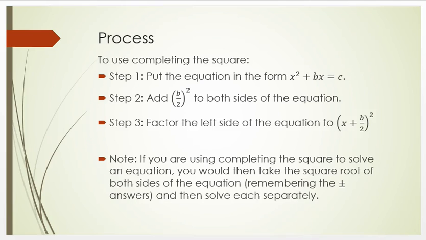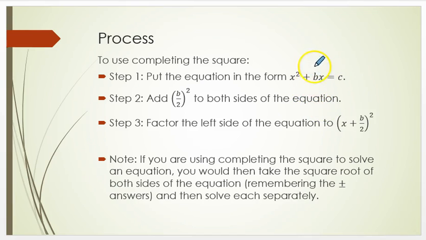You should not see a 2x squared or a 5x squared. If you get a number in that spot, then you need to divide everything in the equation by that value, or you might just need to factor it out of the x terms. So factor it out front and then just do completing the square inside of the parentheses.